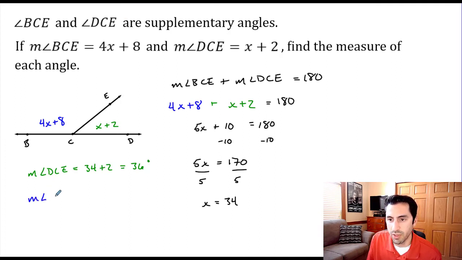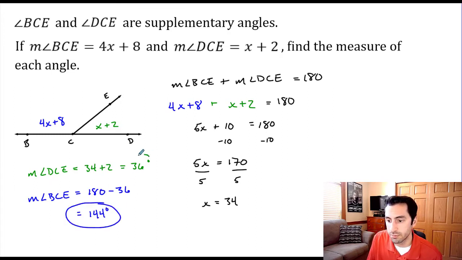And now that I know that's 36, I could substitute in 34 to find my other angle. But because we know that these are supplements to each other, I know they have to add up to 180. So instead, I'll just do 180 minus the angle we already found. And that tells me that my other angle is 144. So here's our two angles. So there's an example working with supplementary angles. Write and solve an equation, take our value for x and plug it back in.